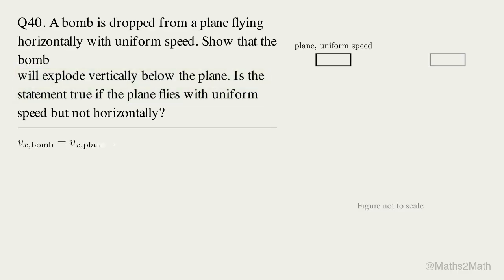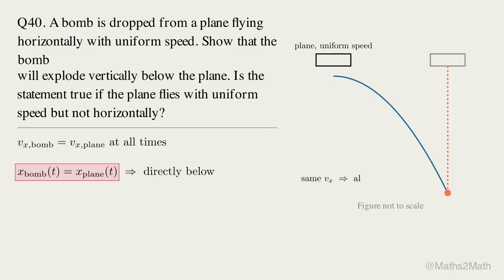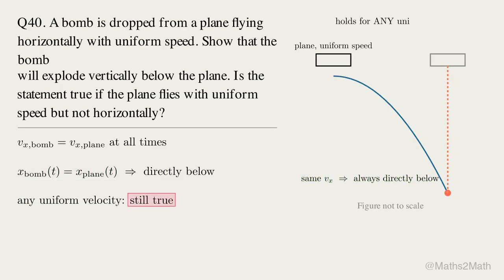At release, the bomb shares the plane's horizontal velocity, and gravity never changes horizontal motion. Both keep the same horizontal velocity forever. Equal horizontal velocities from the same point mean equal horizontal positions at every instant. The bomb stays exactly below the plane and explodes there. If the plane climbs or descends at uniform velocity, the horizontal components still match forever. So the statement remains true.